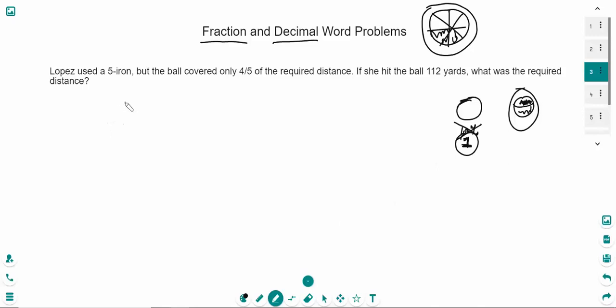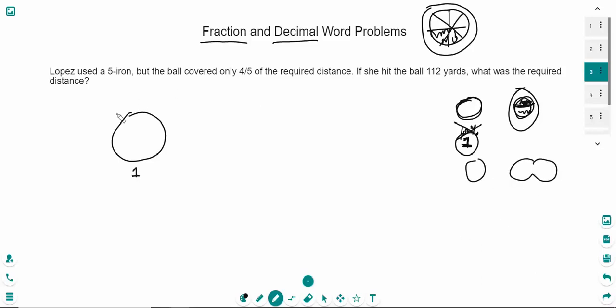So let's just read the story problem and see what it looks like, and then we'll try to attack it using our bubbles. So Lopez used a 5 iron. But the ball covered only 4/5 of the required distance. If she hit the ball 112 yards, what was the required distance? Okay, so we need to break this up into our bubbles again. So we've got our first bubble, and we're just going to call this the number 1 bubble, the full bubble, the whole bubble. Okay, and then we've got our second bubble. We need to decide if we're going to do this format with the divided bubble, or are we going to do this format? Remember this one, the double bubble?